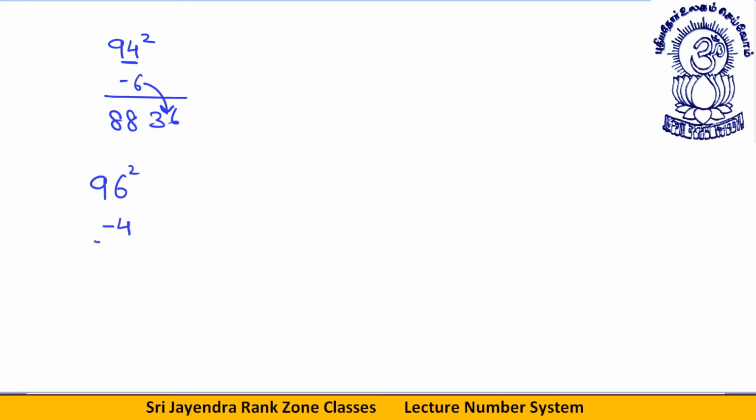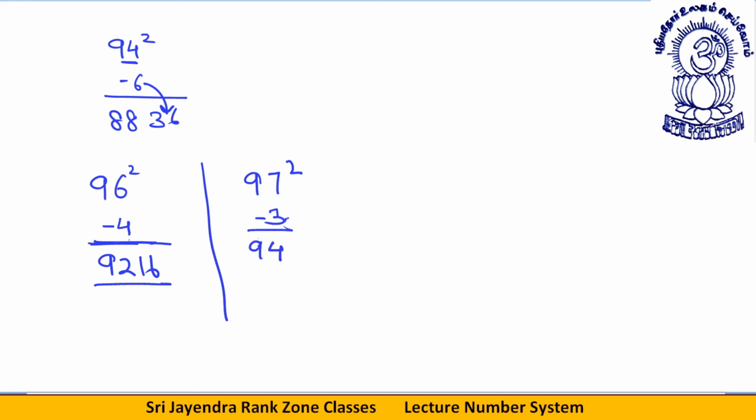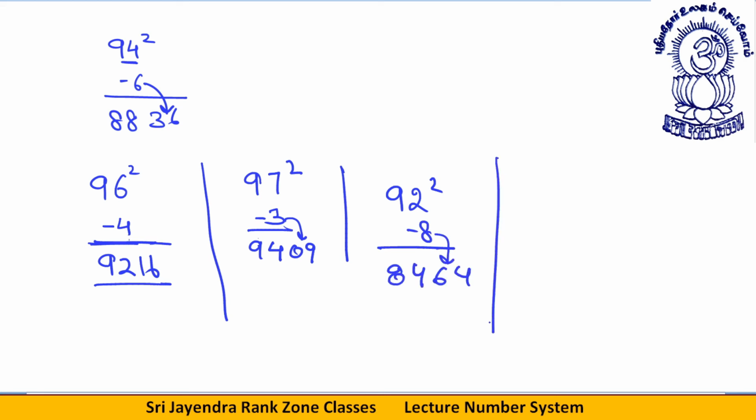96 is how much less? 4 less. You write 92 and 4 square is 16. Okay. 97 square. 97 square will be, 97 is 3 short of 100. You subtract 3, you will get 94. Then write the square of 3. The square of 3 is 09. 92 square. 92 is 8 less than 100. This is 84. Then this is 64. Okay. Clear, dear students?